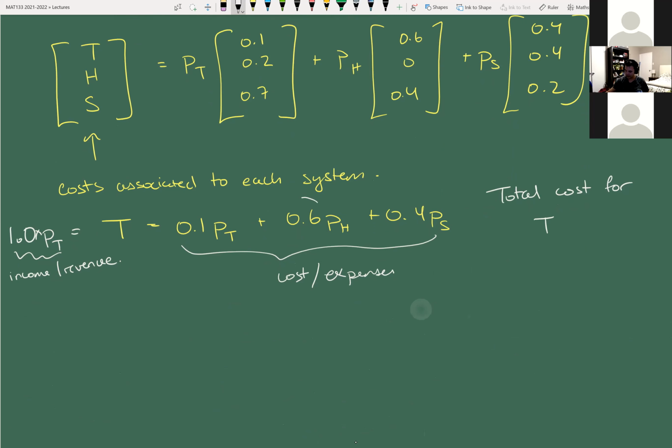So just like this, we're taking 60% of the production of hydro and multiplying it by the price of hydro, which gives me how much we spend on hydro, right? It's the cost of hydro times how much of it we buy, which is 60%. Our income is 100% of our output times the price of our output. Does that make sense?